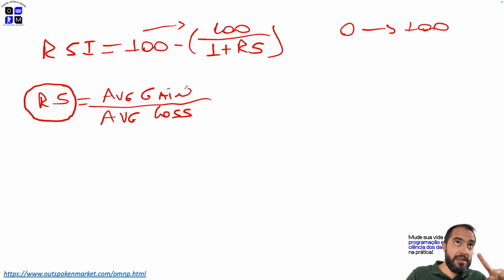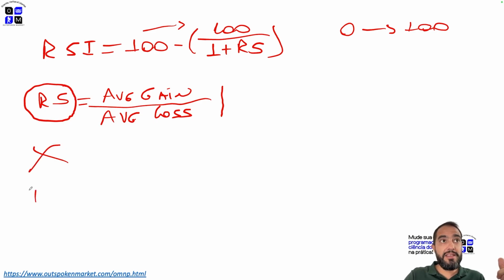But if we take a closer look at that, from that very simple formula, you understand what I said in the beginning of the class, that this is not an oscillator. This is a trend following indicator. And why is that? Let's say we take the standard period for the RSI, that is 14. It doesn't matter the time frame. Let's stick with this baseline.